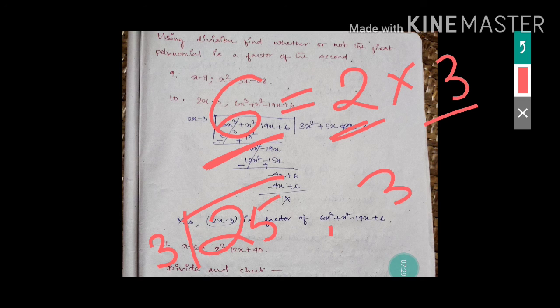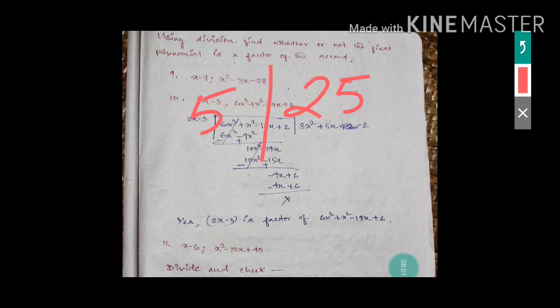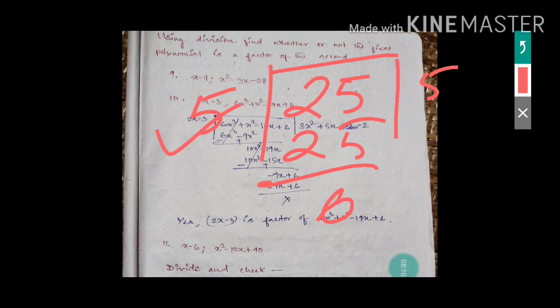3 eights are 24. After that 1 is remaining. So for further division you have to take the decimal point. Since the decimal point is coming, it is not properly divisible; some remainder is there. If you divide a number by its factor, it is always divisible. So suppose 25 is given and 5 is a factor, you divide by 5. 5 fives are 25. See, what remainder do you get? 0. So that means 5 is a factor of 25.